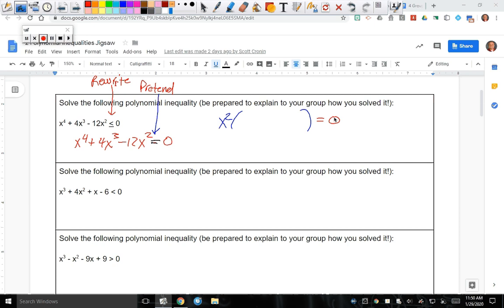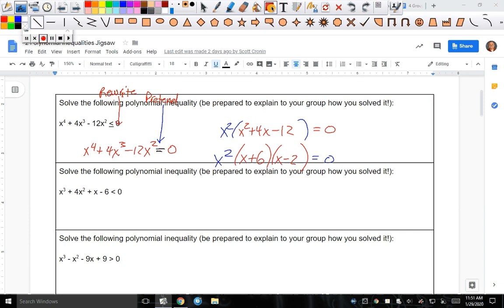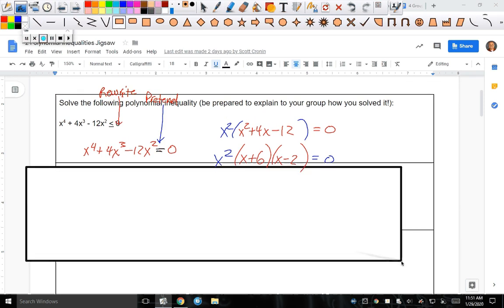What are the scraps? Yep. Nice. Can I further factor this piece right here? Yes. Okay, yes, you could do the quadratic formula, or number sense factoring tells us this could break up into what? Yep, x plus 6, x minus 2. And then we still have this x squared left over. Fully factored.